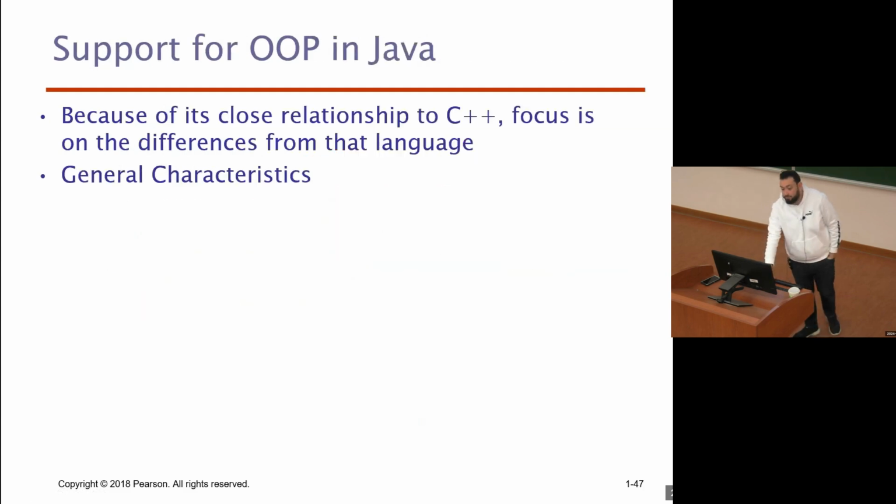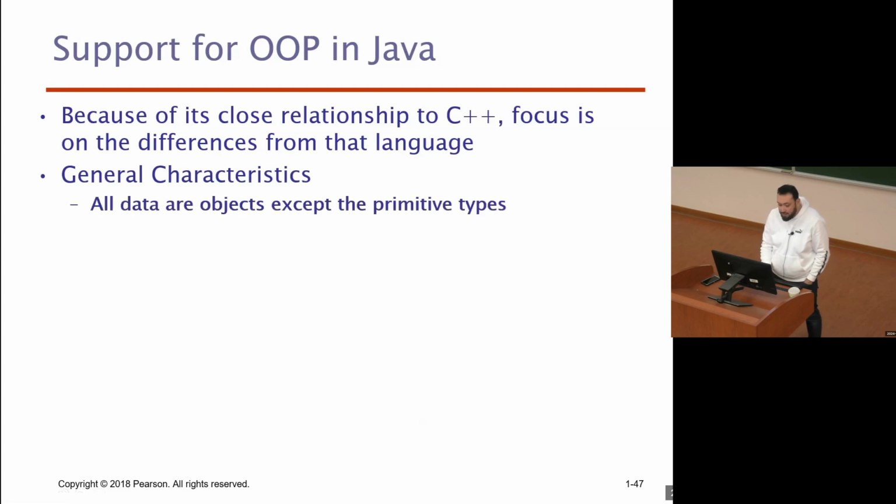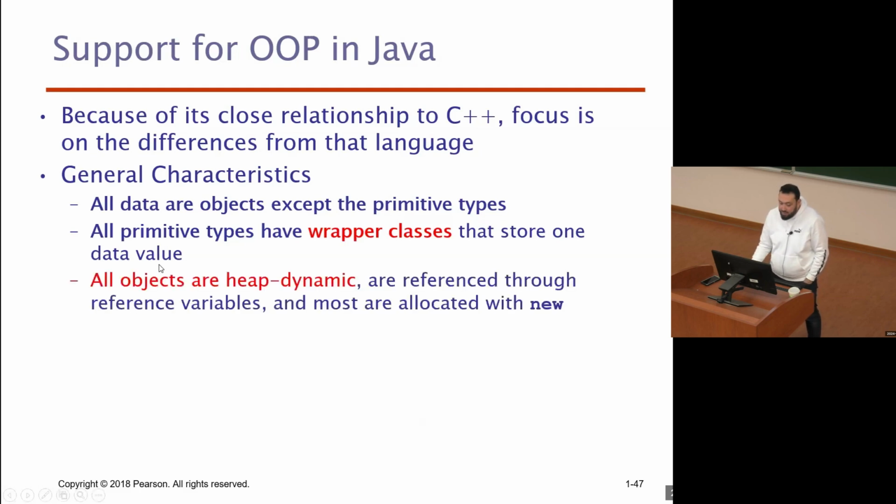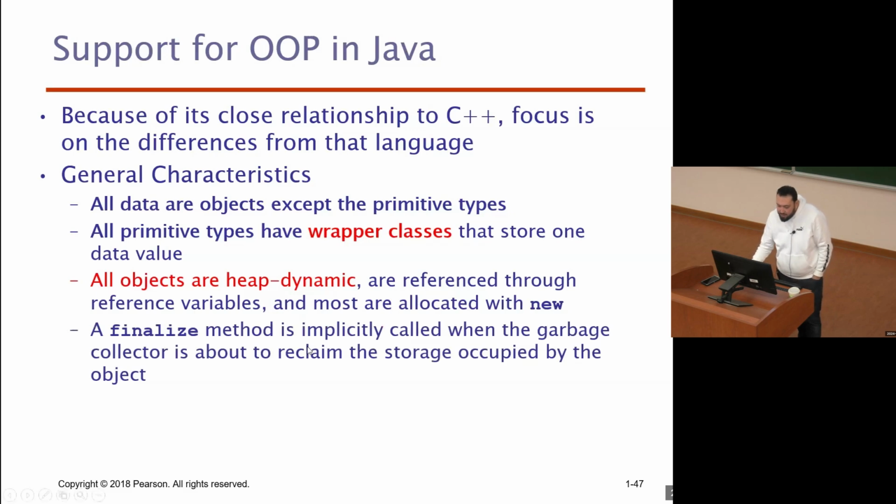Now, if we move to Java, there are lots of similarities. So we're only going to mention a few of the things that are different than C++. All data are objects. That's one of the main things, of course, except the primitive types. And then all primitive types have wrapper classes that store one data value. Okay. All objects are heap dynamic. So that's another difference. We said in C++ it can be stack or heap. And the finalize method is implicitly called when the garbage collector is about to reclaim the storage occupied by the object. That means the deallocation is implicit when it comes to Java.